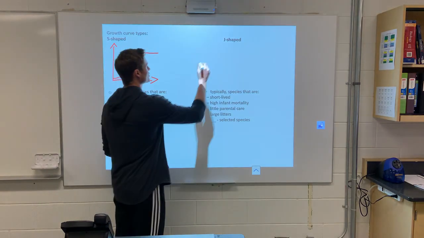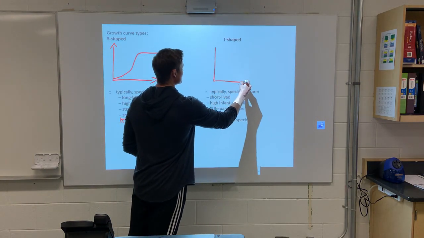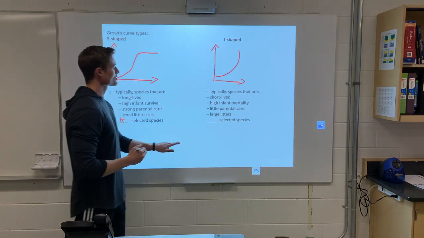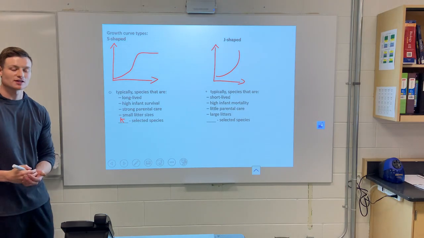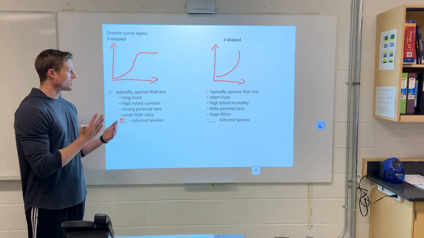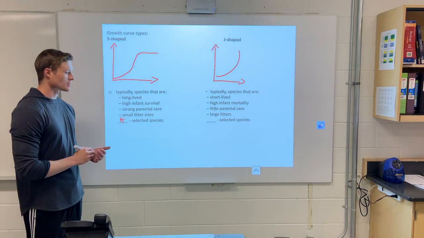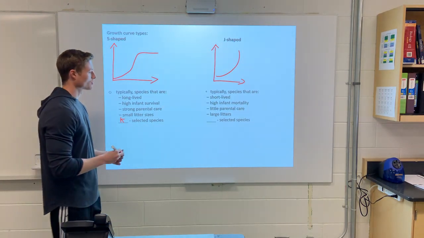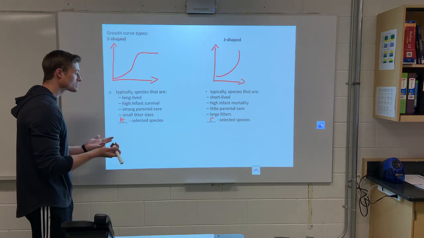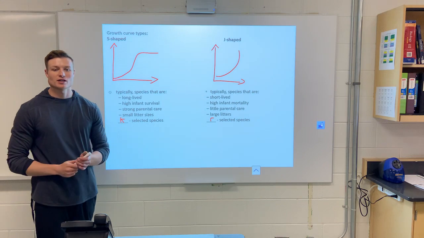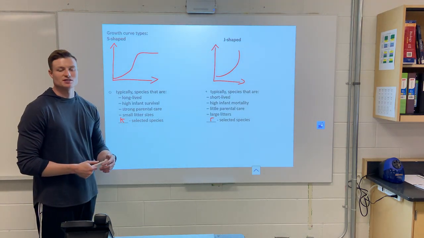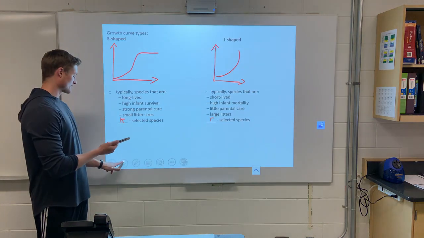A J-shaped curve would look more like this. So this is an organism that will just take off like crazy. Usually these organisms don't live very long, so they don't live long enough to live at the carrying capacity. They end up dying off pretty quick. High infant mortality, little parental care, tons of individuals born. We call these R-selected species. So an example of a K-selected species, we could choose any mammal, right? We can choose a moose, that would be a K-selected species. And an R-selected species, a good example of that would be insects.